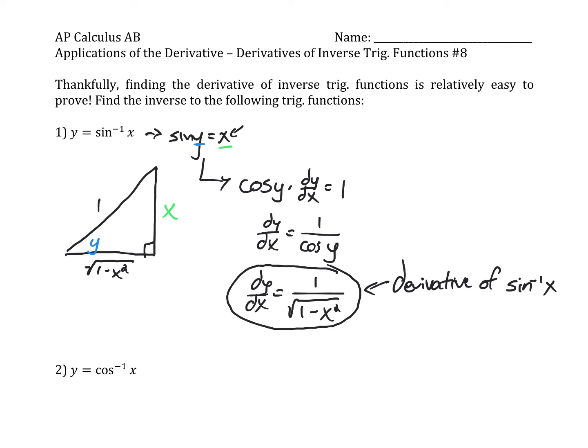And again, this all came from first rethinking the inverse sine function as sine of y equaling x. y being an angle allowed me to create this right triangle. And then using that right triangle, I was able to derive the derivative. So the derivative of inverse sine of x, just to repeat, is 1 over the square root of 1 minus x squared.